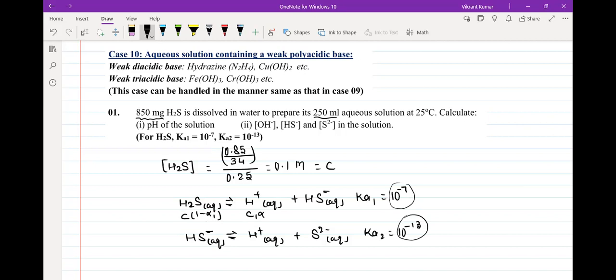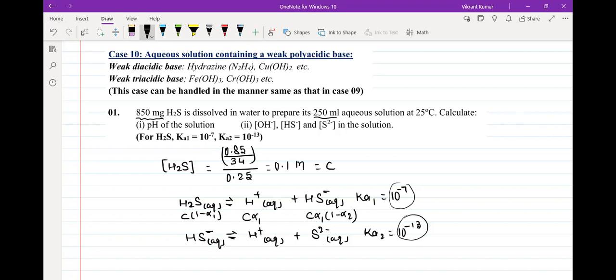So look here, I always told you that in simultaneous equilibrium, on which species do we work? The one which is not common. So what is not common is sulfide. Okay, so suppose the degree of ionization of the second step was alpha 2. So now if its formation was C alpha 1 in the first step, in the second step this C alpha 1 which has formed will become 1 minus alpha 2, something like that will form.